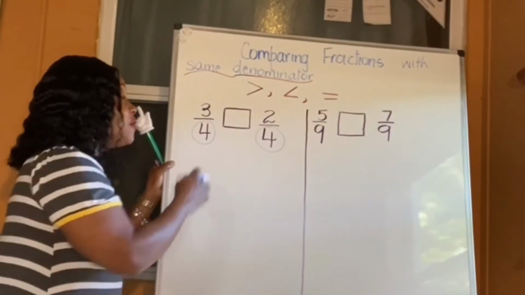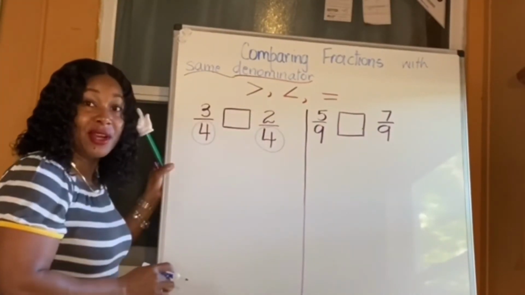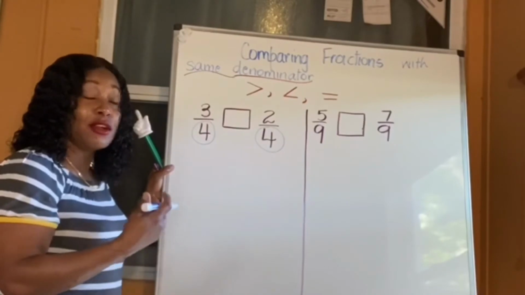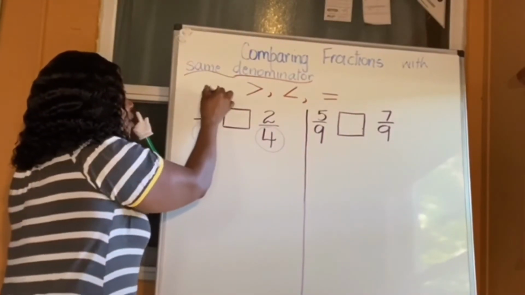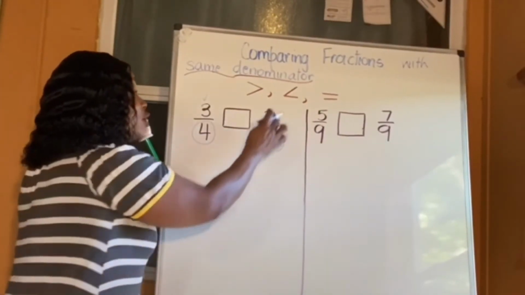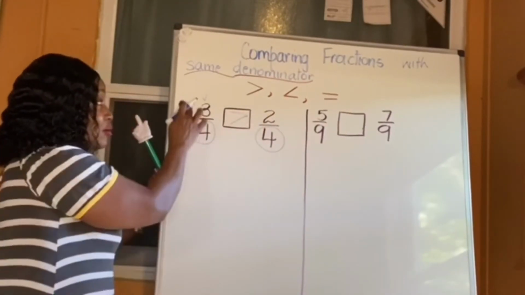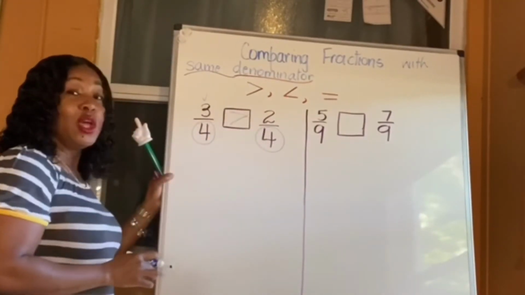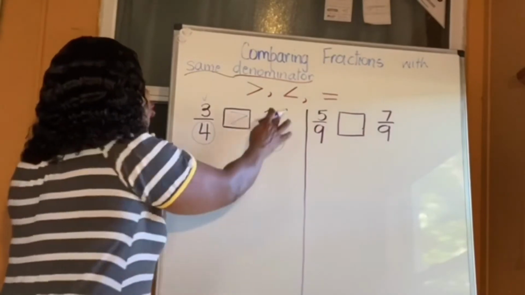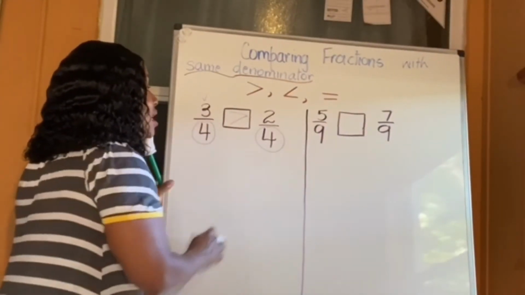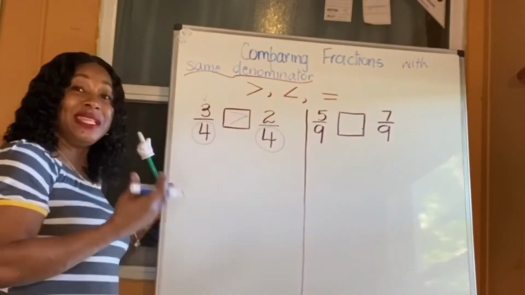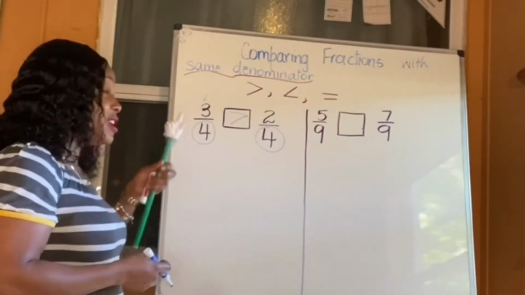So whichever numerator has the bigger number, that is the greater one. So in this case, 3 is bigger than 2. So obviously 3/4 is bigger than 2/4. And 2 is less than 3. So 2/4 would be definitely smaller than 3/4.